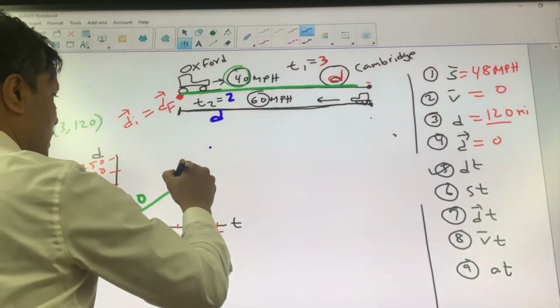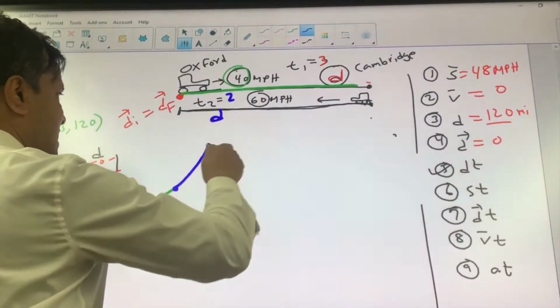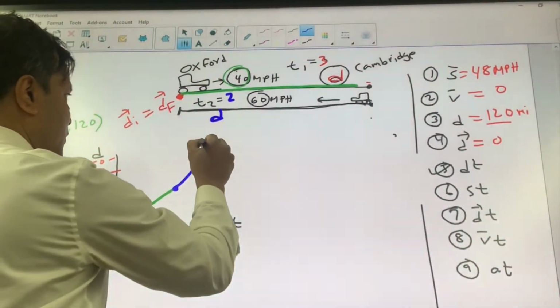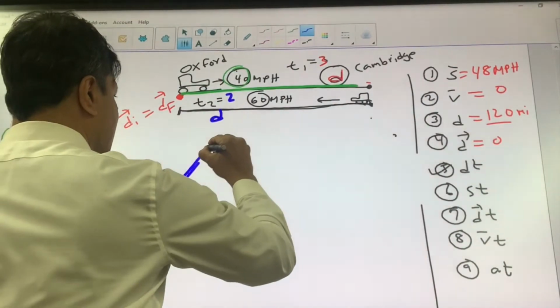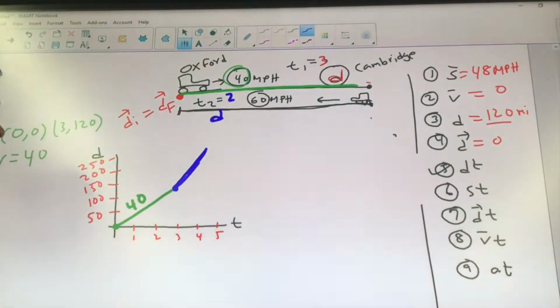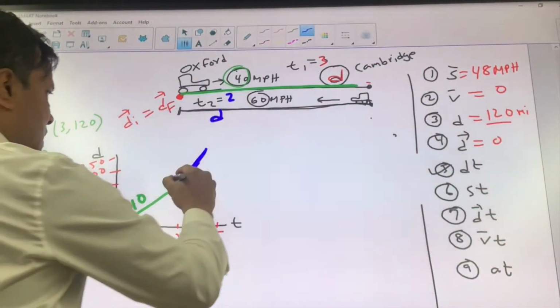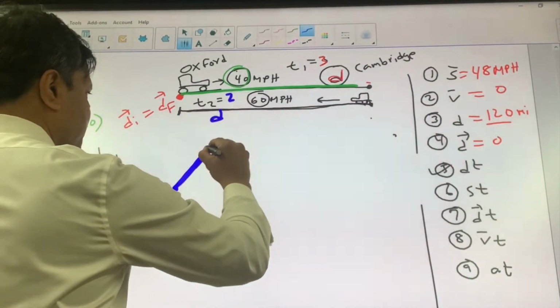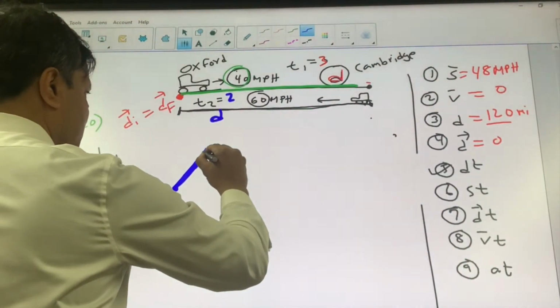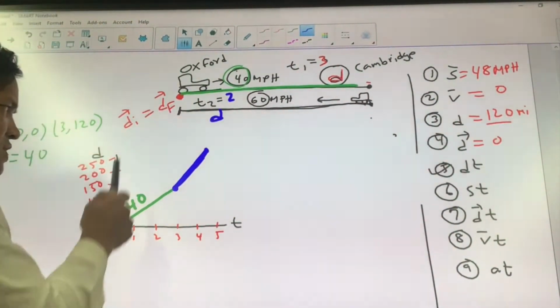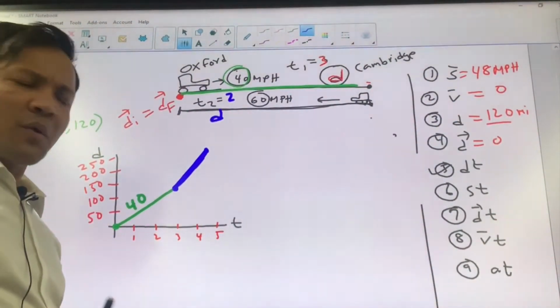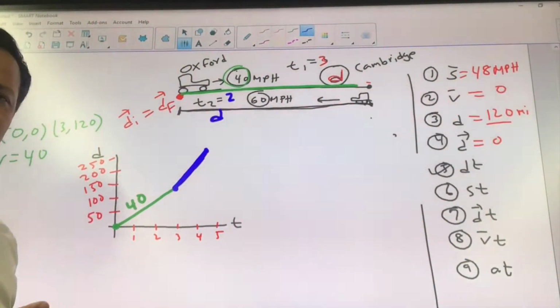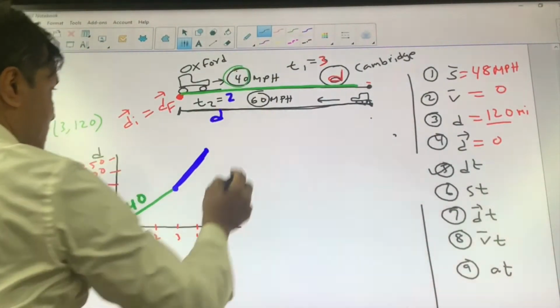5 comma 240. So you see this line is steeper than the green line because the magnitude of the blue is more than the magnitude of the green. What am I talking about? Let's find the slope, and then you'll see that.